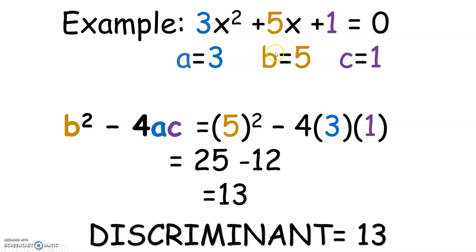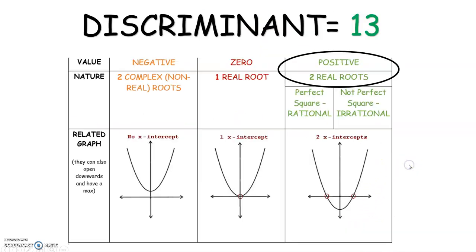So now I'm going to plug it into my discriminant formula. I start here: B squared, so 5 squared, minus 4 times my A term, 3, times 1. So 5 squared is 25, and then 4 times 3 times 1 is 12, and I'm subtracting it. So 25 minus 12 is 13. So my discriminant value is 13. So now let's go to that chart and figure out where it belongs.